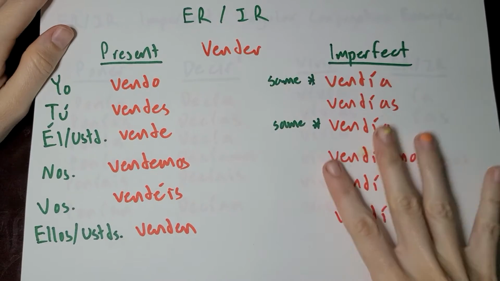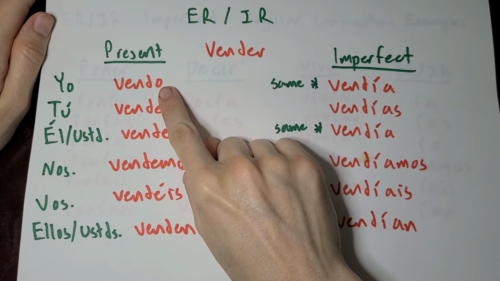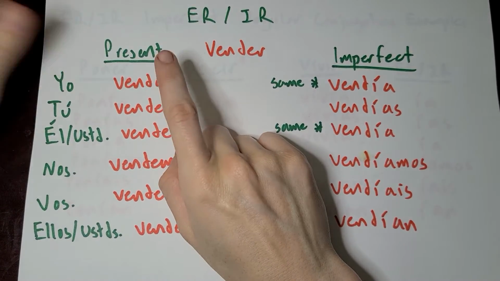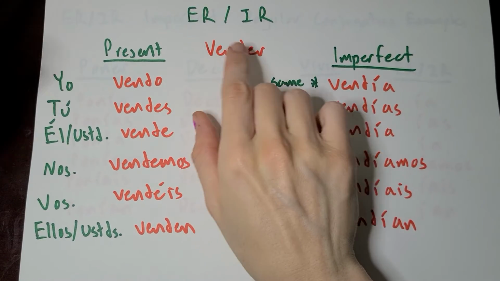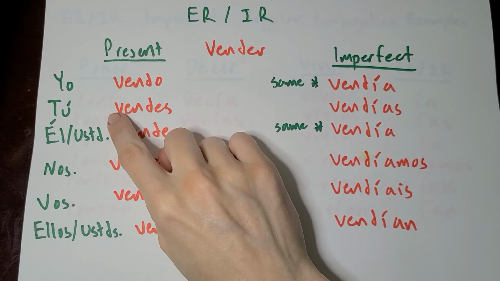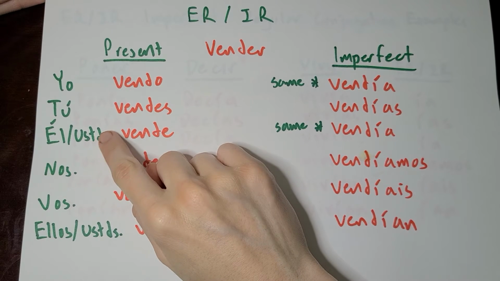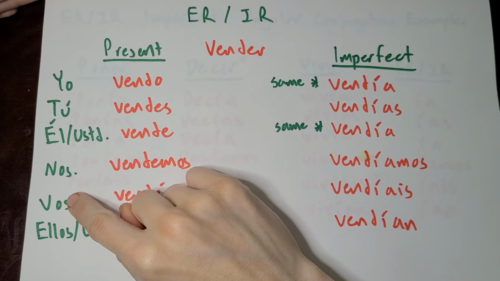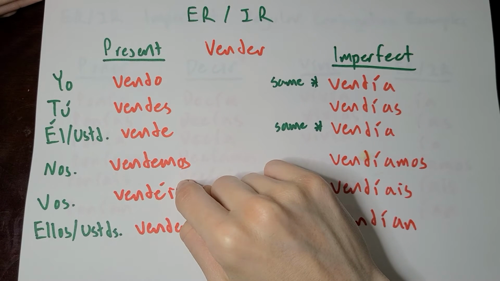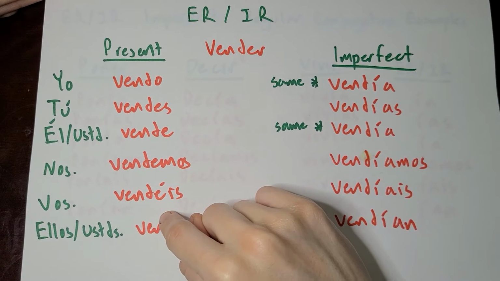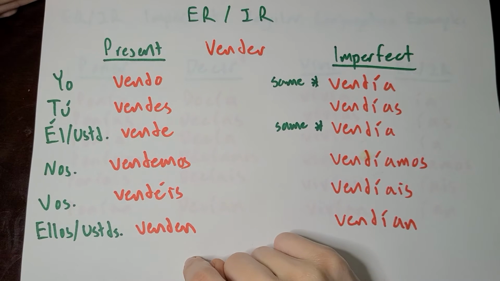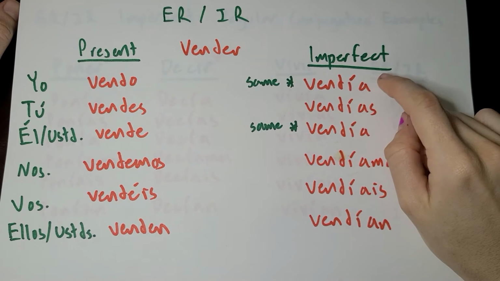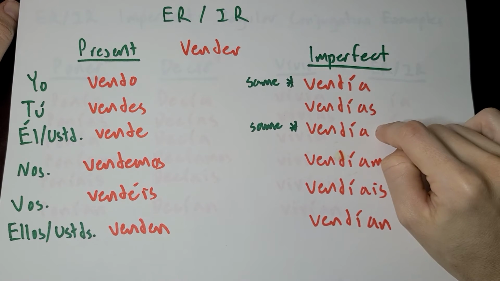So just for comparison, let's remember quickly what the present tense was for vender. And it would be different for an IR verb, but we don't really have time for that, so let's just get some context with vender. Yo vendo, I sell. Tú vendes, you sell. Él vende, he sells. Nosotros vendemos, we sell. Vosotros vendéis, you all sell. Ellos venden, they sell.